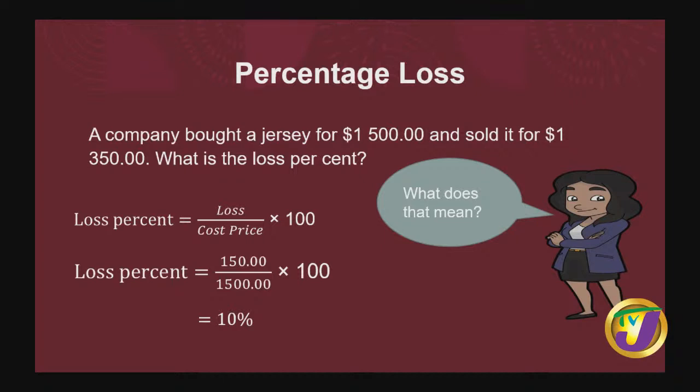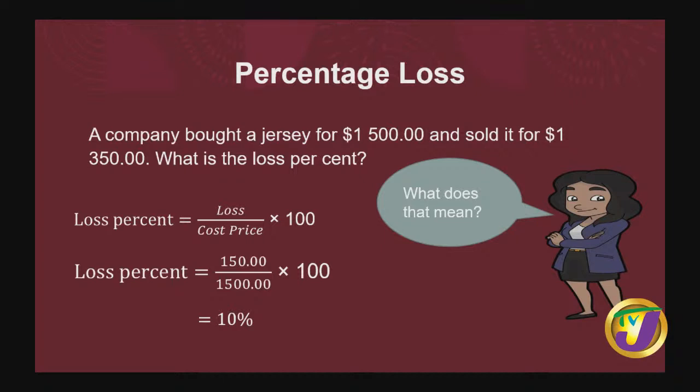In this case, we are going to be doing a quick subtraction. We know that we sold the jersey at $150 less than we purchased the jersey for. So my cost price was $1,500. And as you can see in the calculations here, it's $150 divided by $1,500 multiplied by 100. And now we have a 10% loss.